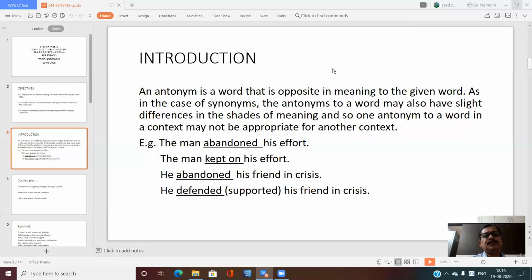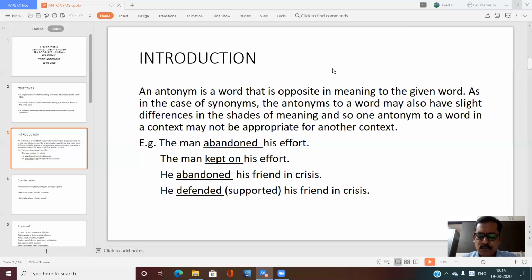So, let us see the introduction of this lesson. An antonym is a word that is opposite in meaning to the given word. As in the case of synonyms, the antonyms to a word may also have slight differences, shades of meaning. And so, one antonym to a word in a context may not be appropriate for another context. So, antonyms also have different shades of meaning.